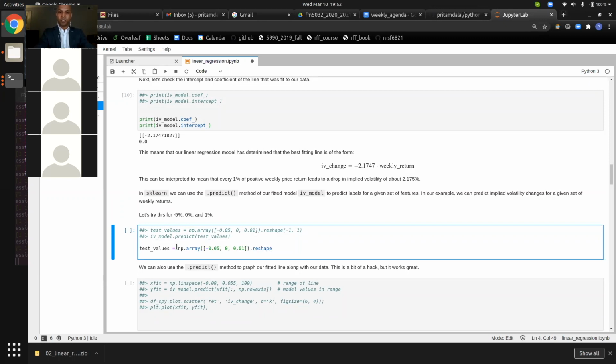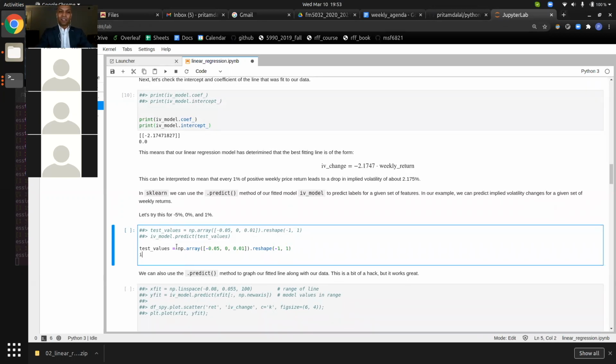We have to use this reshape to get the array in the correct format. Yeah, and there are a lot of these array gymnastics that I don't even remember, and I always have to Google them to figure them out.